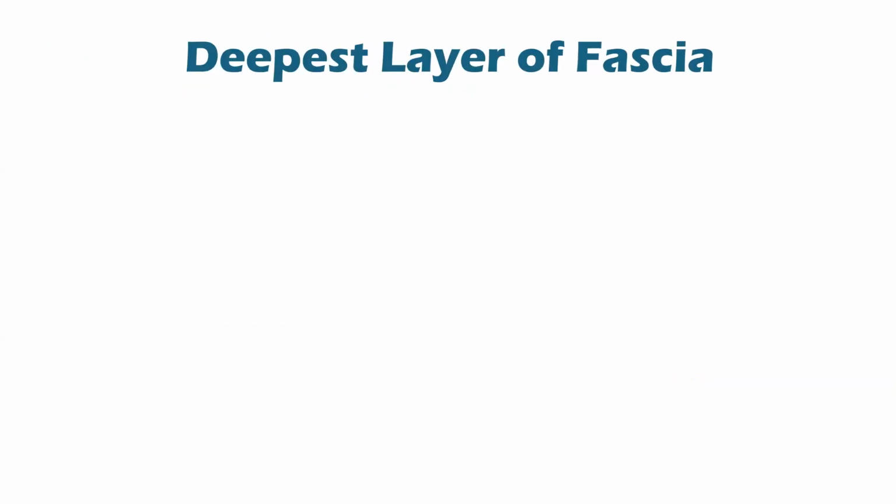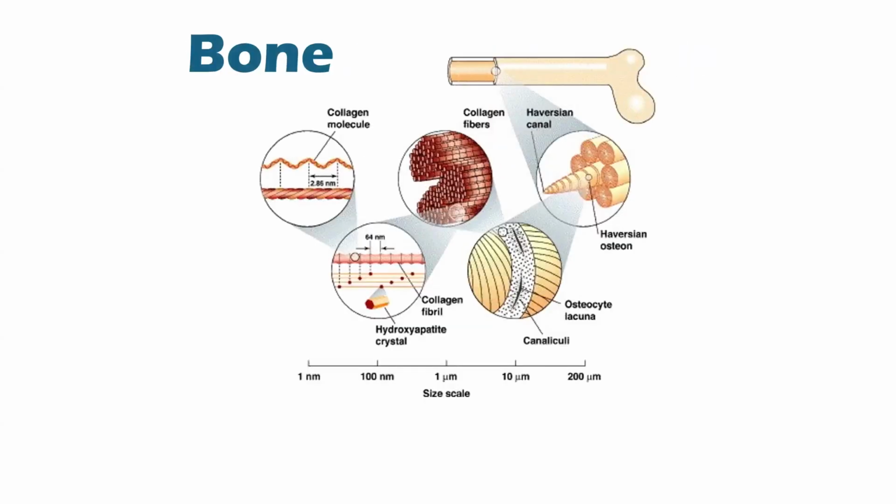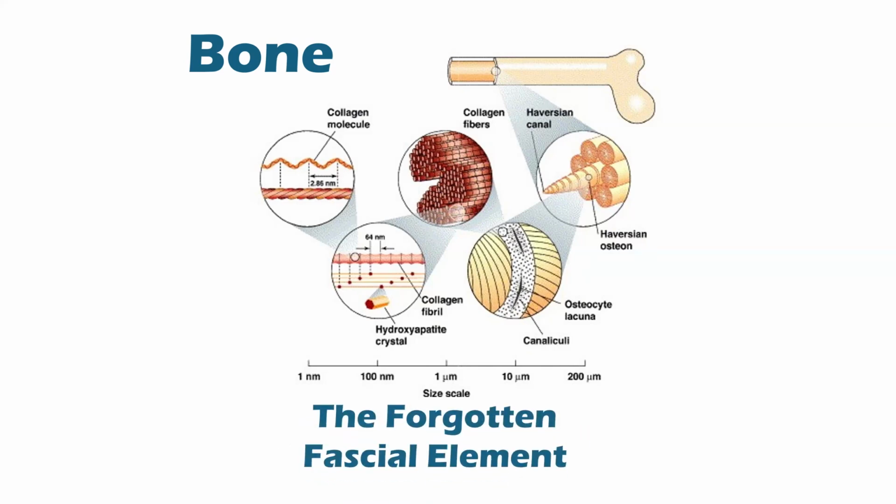Now, the deepest layer of fascia in the body is surprising to many people, but it's actually bone, which we can refer to as mineralized collagen. So it's a fascial structure, but in fact has a dense nature due to the mineral component, the hydroxyapatite that's embedded in this fascia. And because of that, I refer to it as the forgotten fascial element. In fact, it is a common area of injury that is often missed because it's not recognized for what it is.